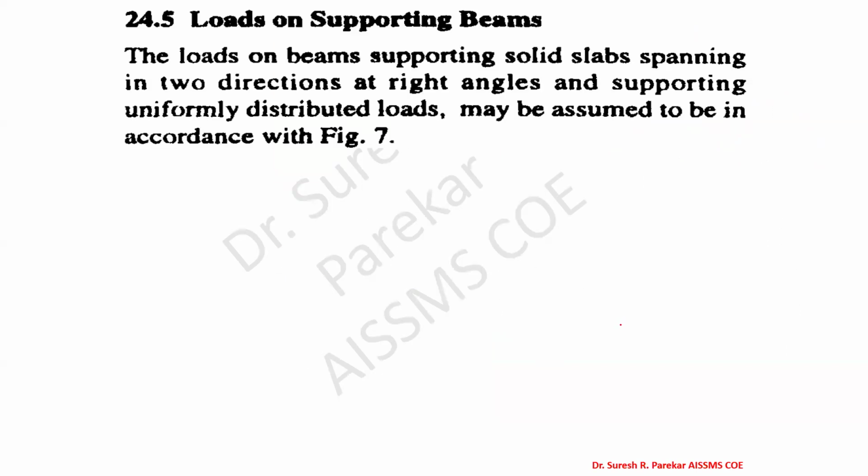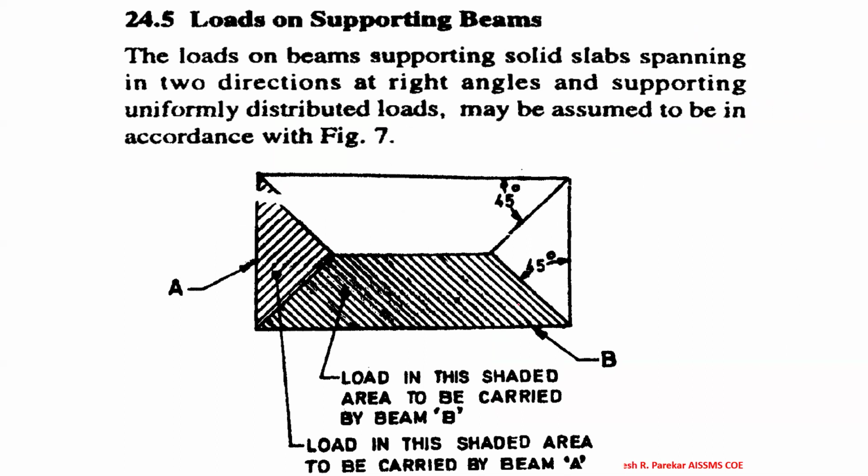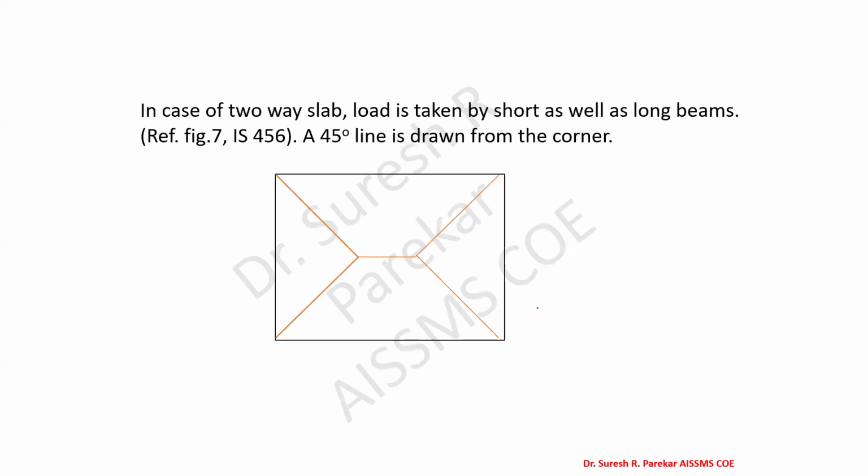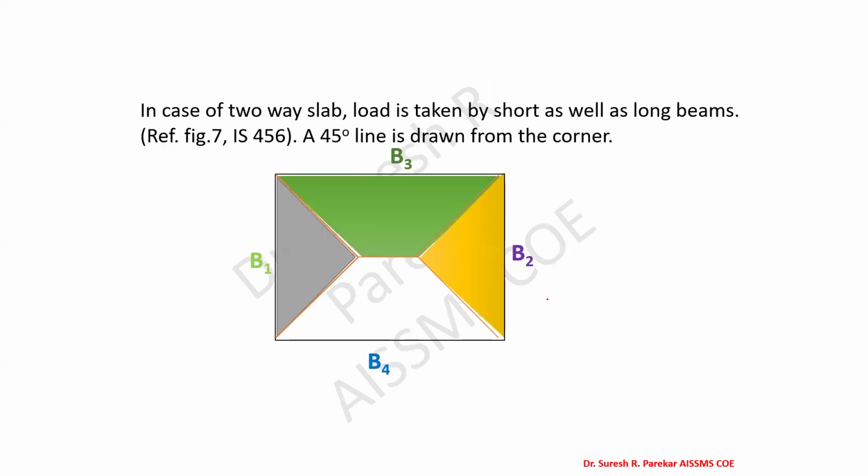Now load on supporting beams in the case of two-way slabs: the angle is 45 degrees, and therefore we have Lx by 2, because the total is Lx. When we drop a perpendicular, this becomes Lx by 2 and this becomes Lx by 2. As the angle is 45 degrees, the half span and height should be the same, and in this way we transfer load. So we get triangular load on the shorter span and trapezoidal load on the longer span.